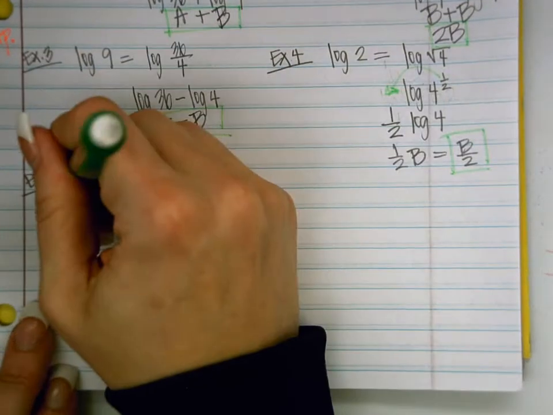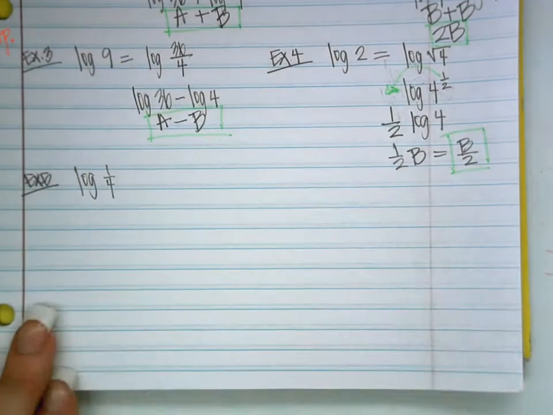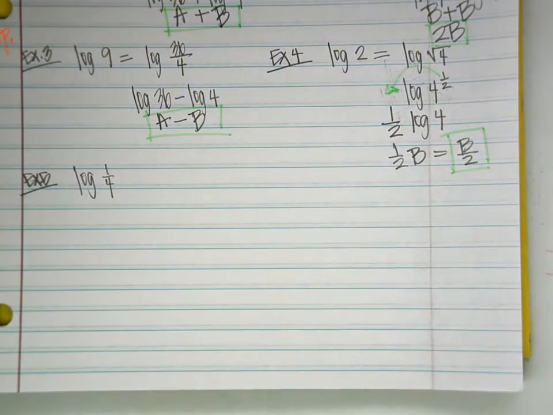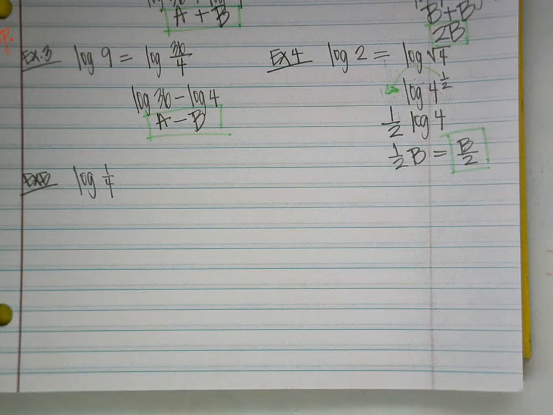Okay. How about log 1/4? Find log of 1/4. How could I get 1/4 using a 36 and a 4, or just one of them? Be thinking multiply, divide, or exponents. What can you multiply? What can you divide to get 4 out of a 36 and a 4? Exponents, yes. Not multiply, not divide.